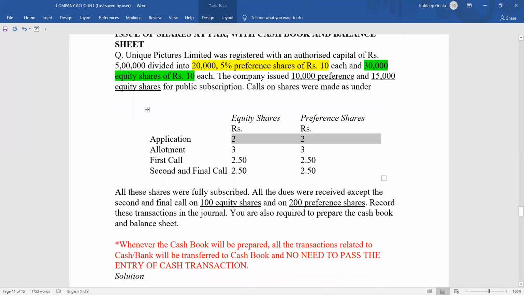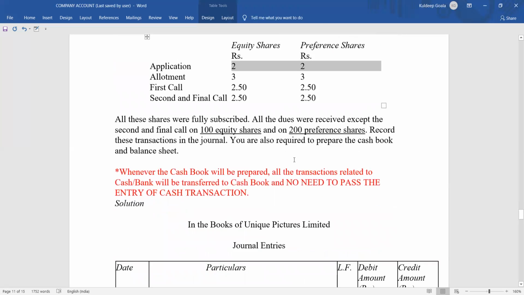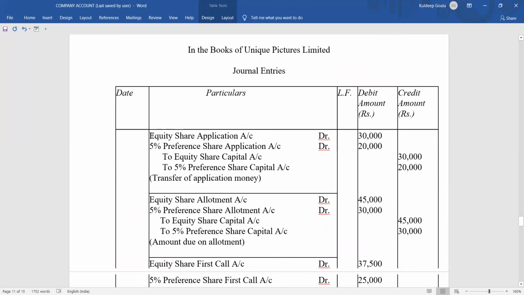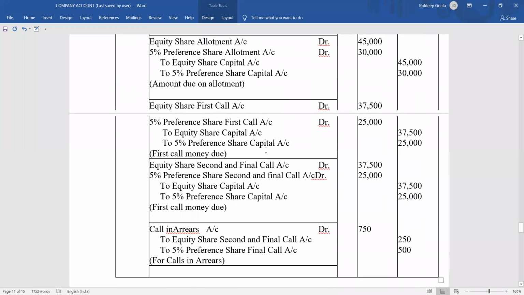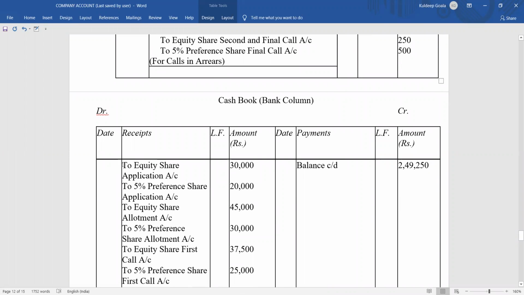The entry will be like this: bank account debit 50,000 to equity share application account, 15,000 into 2, 30,000, and to preference share capital account, 10,000 into 2, 20,000. Just a minute. As I've already told you, all the bank entries will go to the cash book. So the general entry was bank account debit to equity share application account 30,000, and to 5% preference share application account, 10,000 into 2, 20,000. So this is the entry.